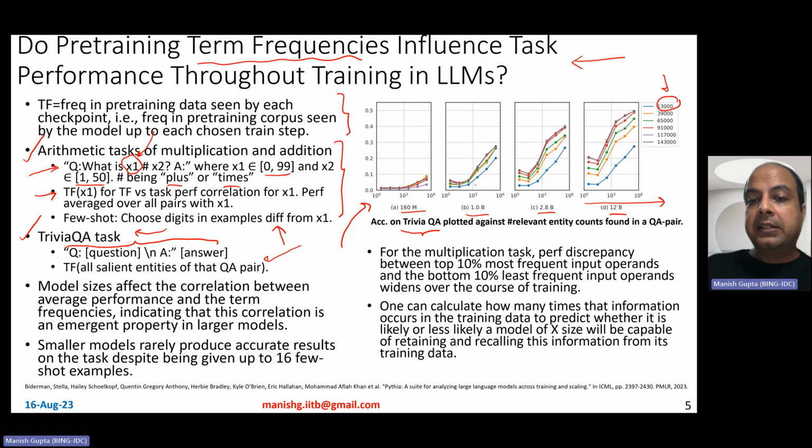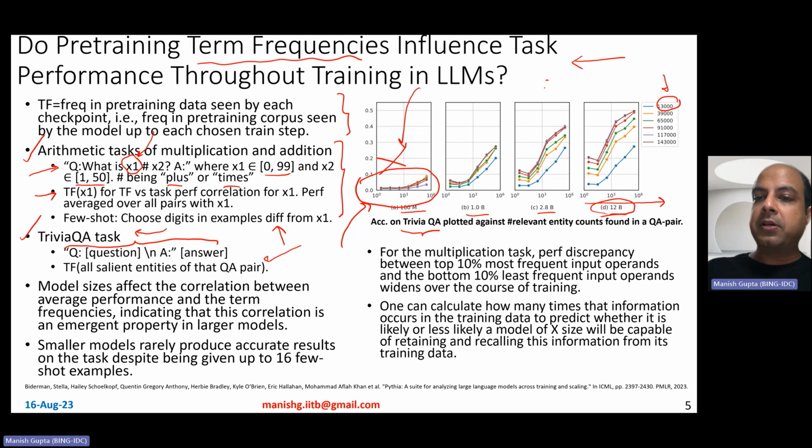You observe that in general, the accuracy increases with the scale of the model, right? Of course, these 12 billion accuracies are much higher than the 160 million accuracies. What you also observe is that small models are worse. You can basically just say that small models rarely produce good results anyway, so forget about being able to see if the frequency of occurrence in the pre-training data set matters or not. So small models are bad.